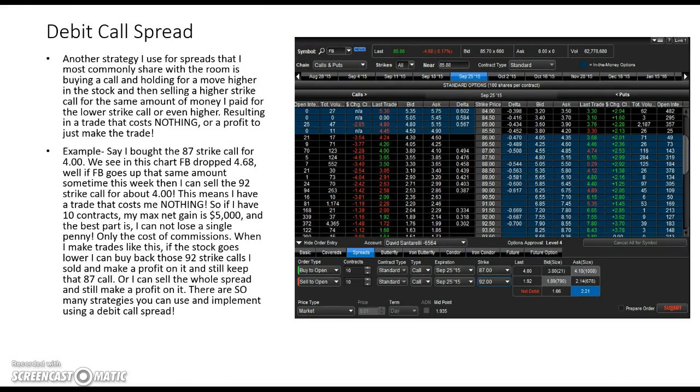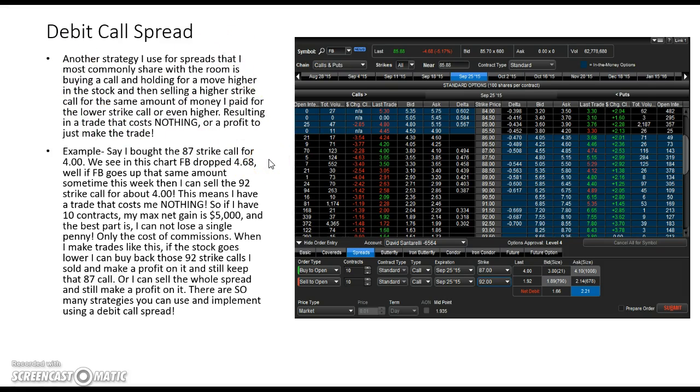Another strategy I use for spreads that I most commonly share with the room is buying a call, holding for a move higher in the stock, and then selling a higher strike call for the same amount of money I paid for the lower strike call, or even higher, resulting in a trade that costs nothing or a profit to just make the trade. So let me give you an example here.